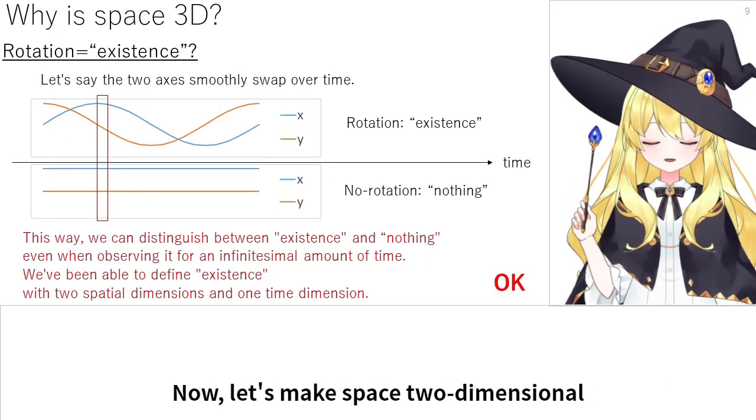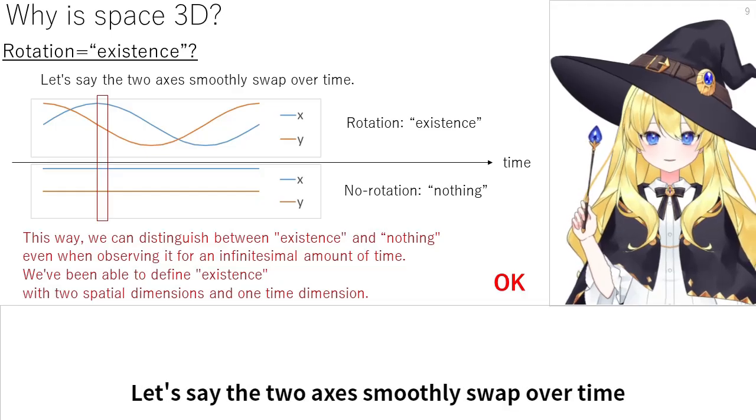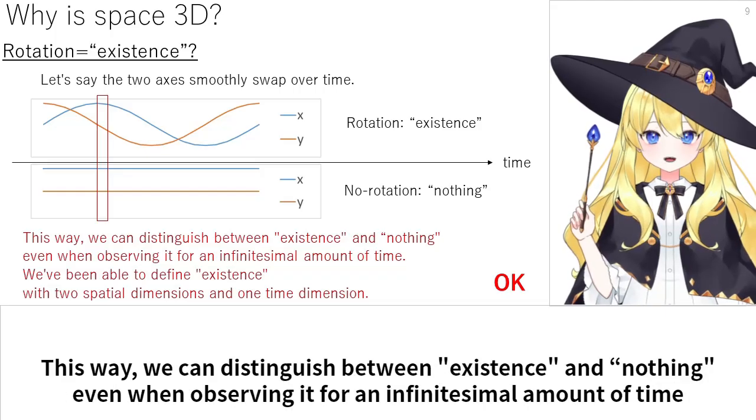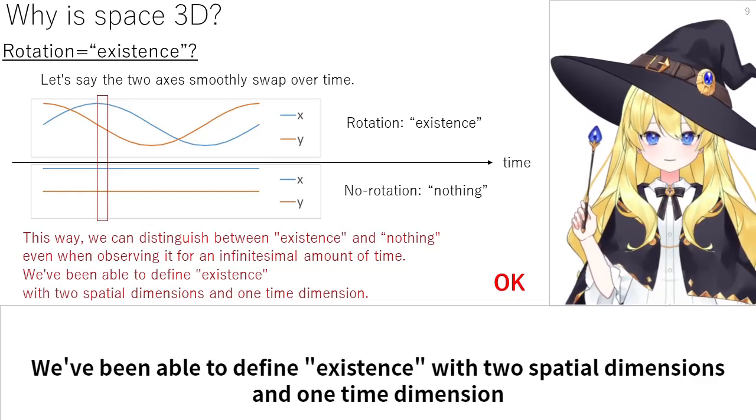Now, let's make space two-dimensional. Let's say the two axes smoothly swap over time. In other words, if it is rotating, we define it as existence. This way, we can distinguish between existence and nothing, even when observing it for an infinitesimal amount of time. We've been able to define existence with 2 spatial dimensions and 1 time dimension.